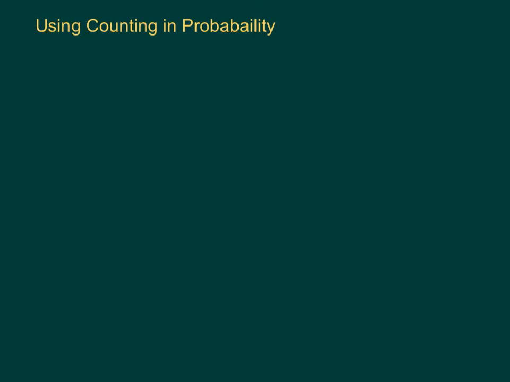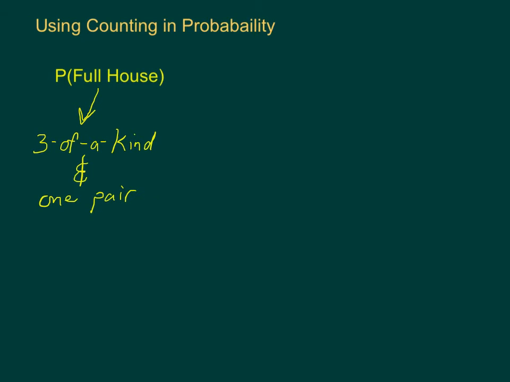So I wanted to do a quick example for you using counting in probability. Let's look at the probability of being dealt a full house when you're just being dealt a 5-card poker hand. For those of you unfamiliar with poker hands, a full house means that you get 3 of a kind, and you're also dealt another distinct pair. It's a very high-ranking hand.